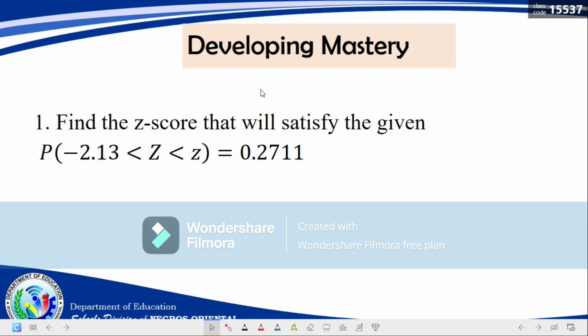Now for developing mastery, you're going to answer this in your activity notebook. Find a z-score that will satisfy the given. Okay, you are going to find a z-score that will satisfy the given. The probability is negative 2.13 is less than z, less than z score, less than z, is equal to 0.2711. We are given here the area already, so we are going to solve this part. Okay, so I want you to explore, analyze the problem, use the z table, and solve this one step by step, and make sure to show your solution.